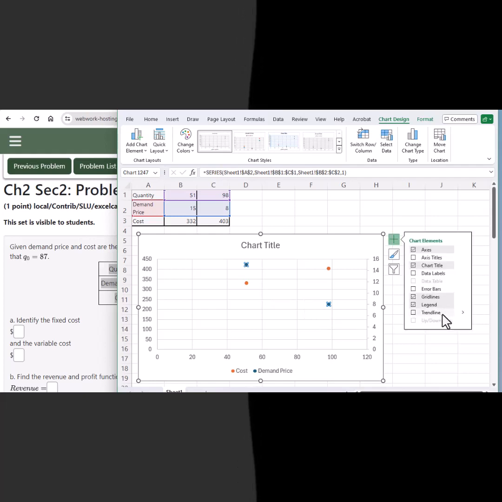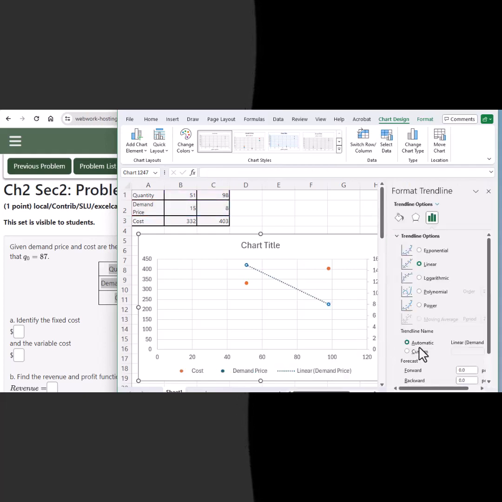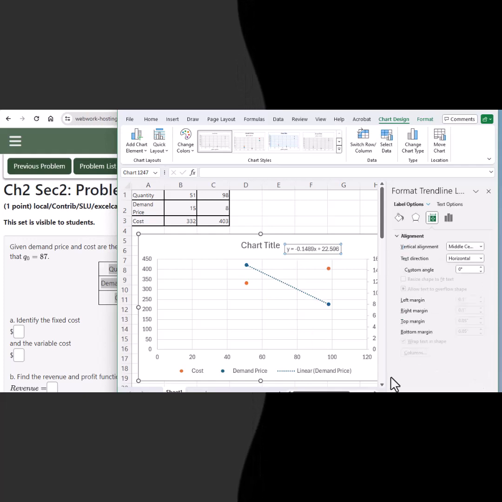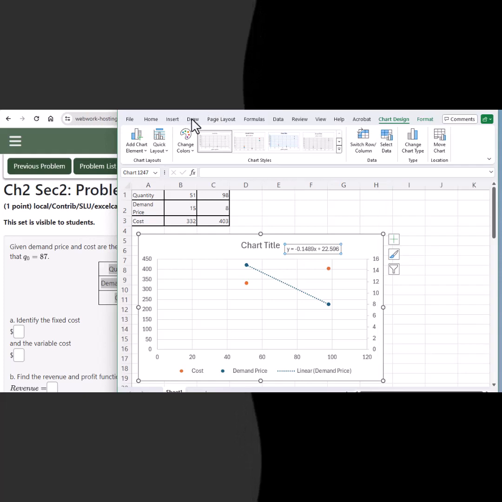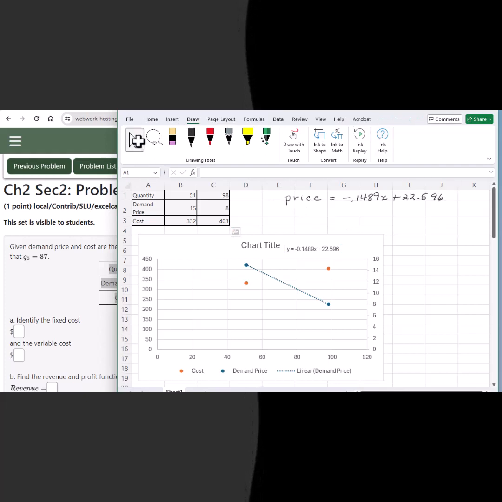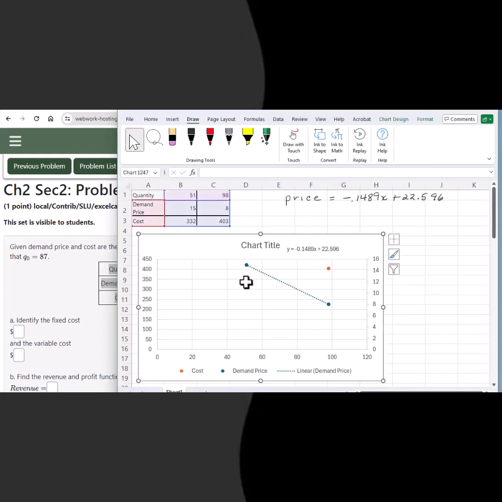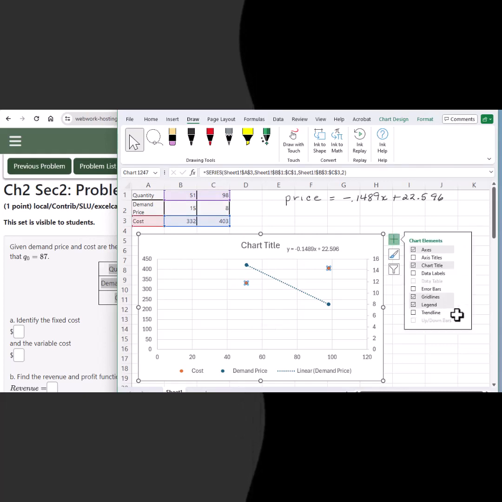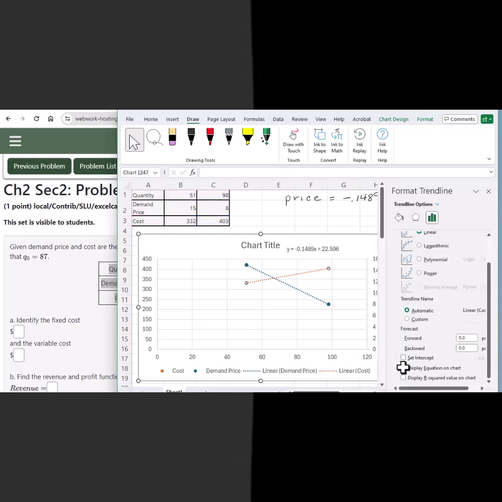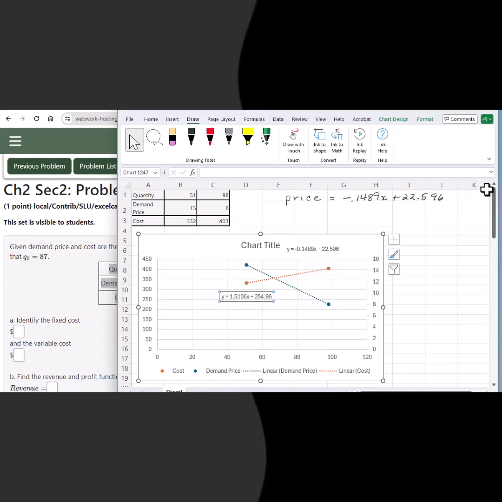Okay, on the blue points, get a trend line. This is my price function. I'm going to go ahead and document that. And then back on my chart, if I select the other series and then add a chart element, linear, and display the equation on the chart, that should be my cost function. I'll document that.